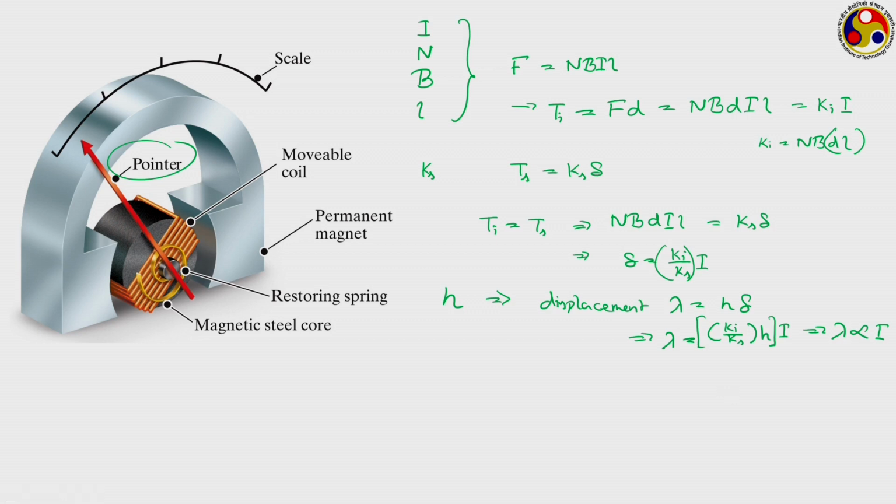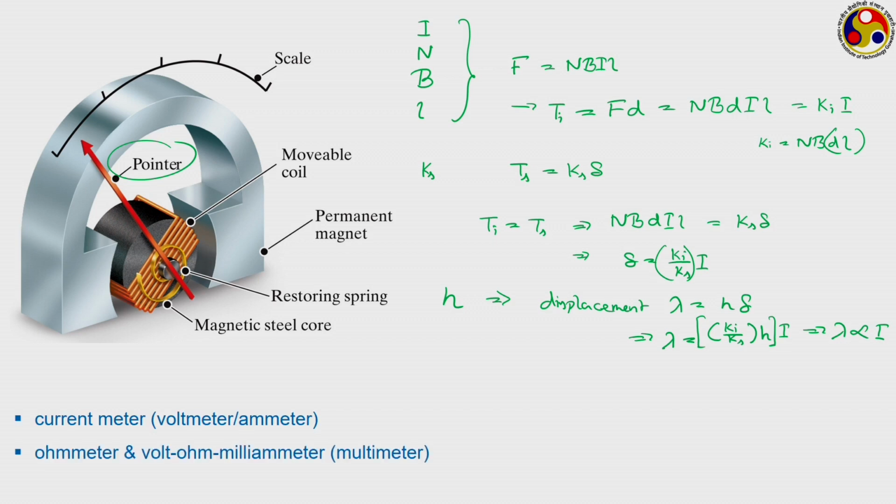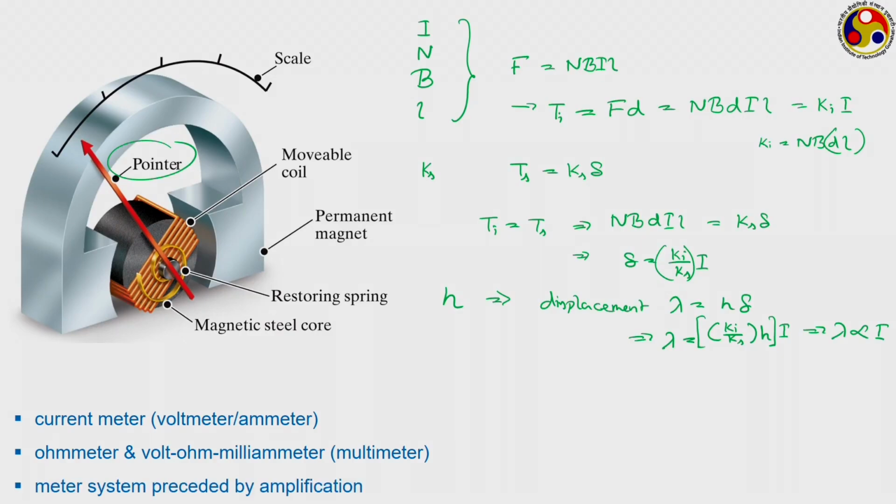There are several ways we can make use of the same meter, like we can use it as a current meter to measure either voltage or current, voltmeter or ammeter. We can also use it as a multimeter. Multimeter means it provides you multiple measurements by small alteration in the internal circuit, which can give you voltage, resistance or current, or just simple ohm meters. We can also have meter systems preceded by amplification.